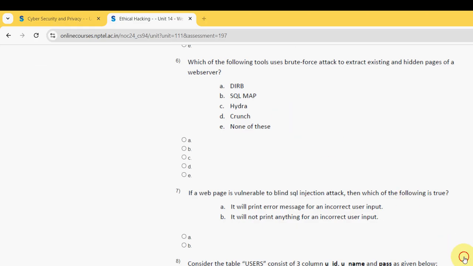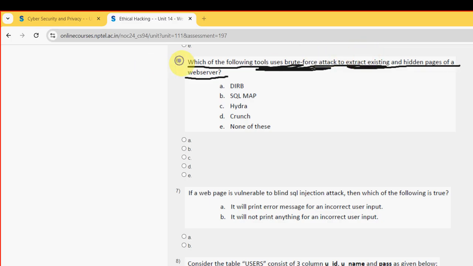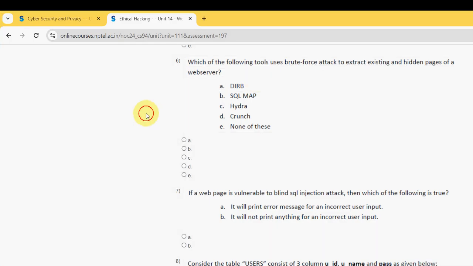So sixth question: which of the following tools uses brute force attack to extract existing and hidden pages of a web server? For sixth question, the probable answer is option A, guys, that is DIRP. So mark option A once again.